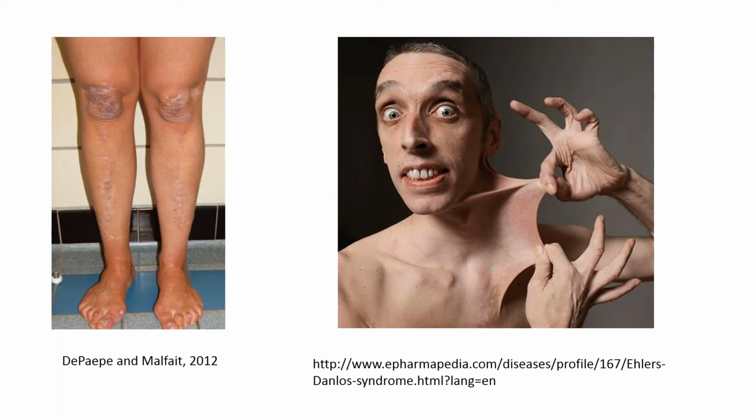This is an example of some of the types of skin involvement that would preclude a diagnosis of hypermobile Ehlers-Danlos syndrome. On the left, you have the very typical scarring that we see in the classical type of Ehlers-Danlos syndrome. And on the right here is a gentleman who has the extraordinarily stretchy skin, which is also typical of the classical type of Ehlers-Danlos syndrome.